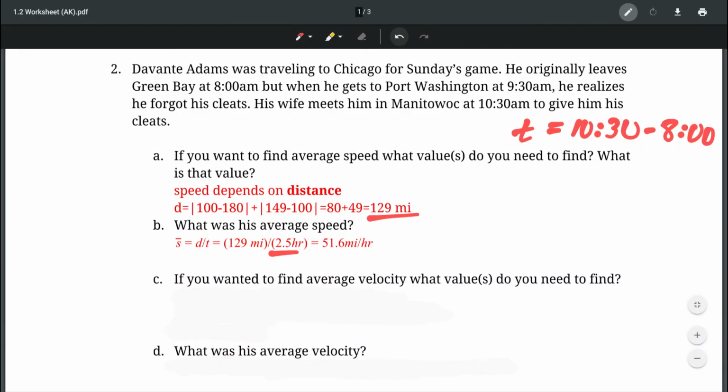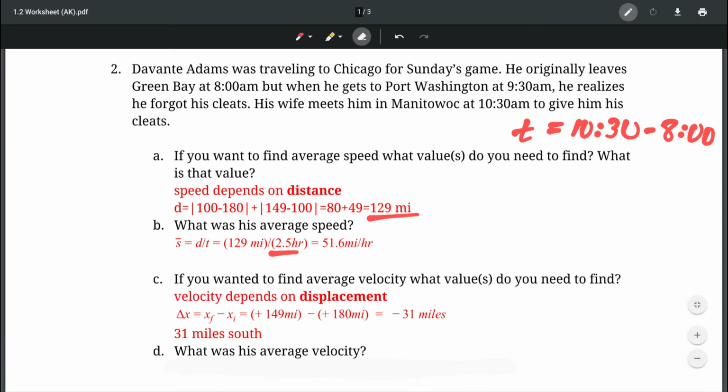Then for part C, it asks us if we want to find average velocity, what do we need? And velocity depends on displacement. So we have to find the displacement only looking at the position of Manitowoc and Green Bay and disregarding the position of Port Washington. So there we see that he ends up 31 miles south of where he starts in Green Bay. And so then to find the velocity, we divide that 31 miles south by 2.5 hours, and we get an answer that is negative 12.5 miles per hour.